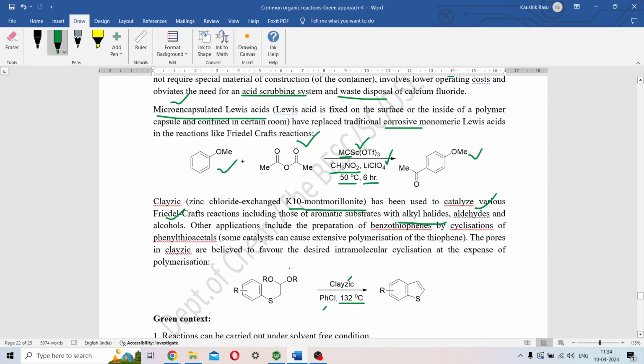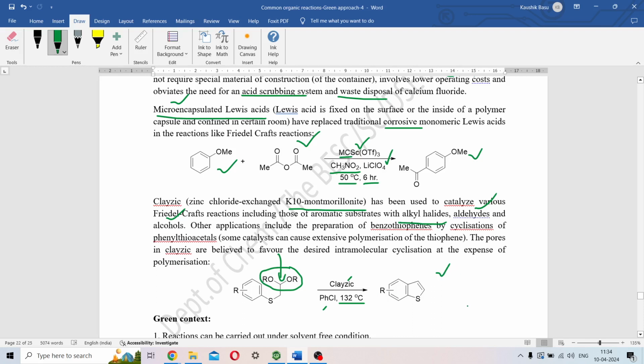The electrophile is basically, can you identify the group? What is the group here? What sort of functional group is that? Yep, acetal. Yeah, it's an acetal. So with clay zinc, you can generate the electrophile there, and this ring will close down the 5-membered ring and give you a corresponding benzothiophene, right?